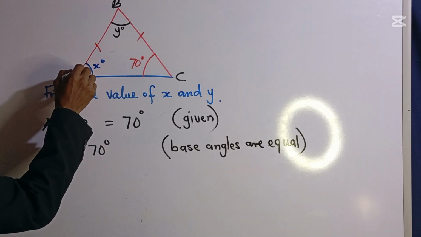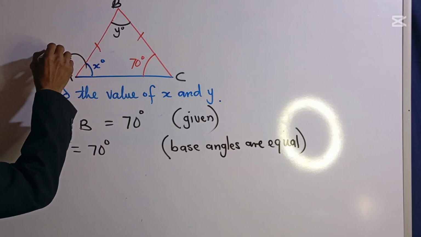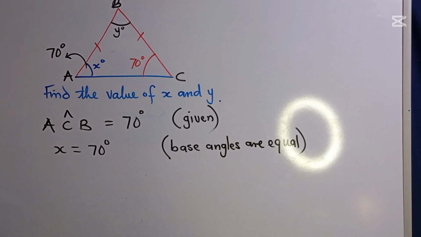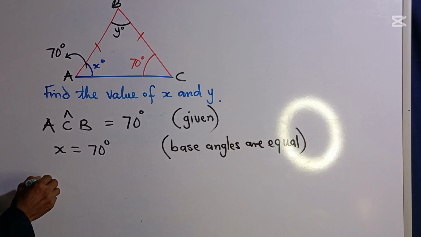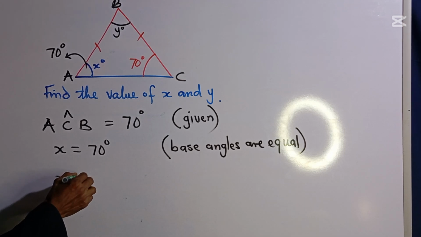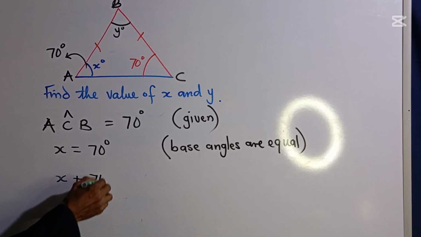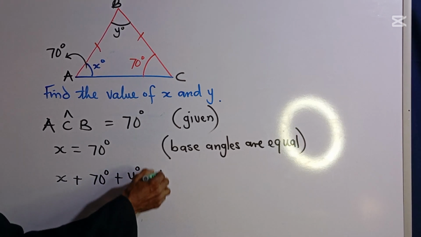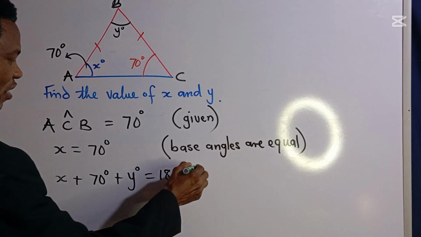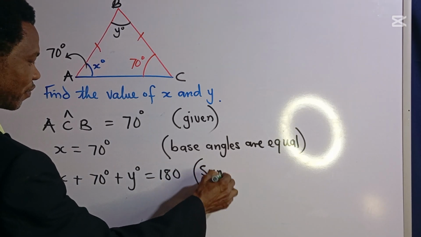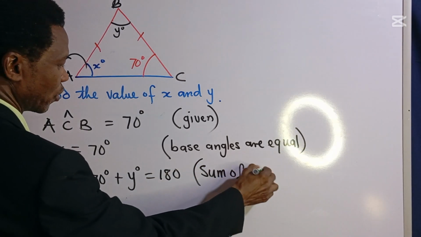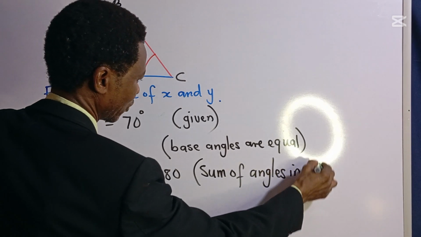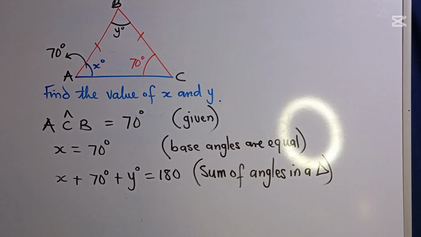So here is 70, here is 70. We want to find this. So how do you get y? We can say x plus 70 plus y equals 180 degrees. This is the sum of angles in a triangle. So we have that.